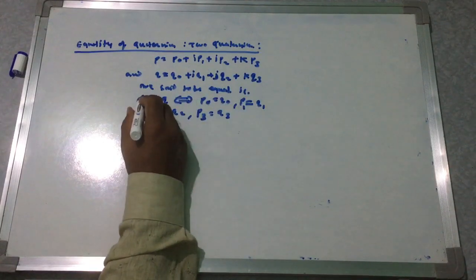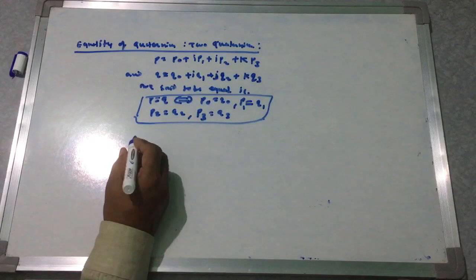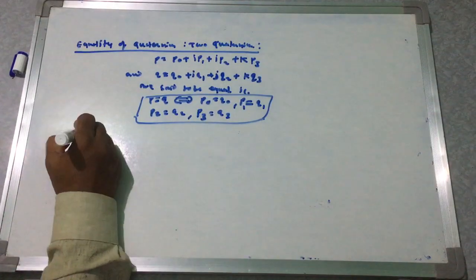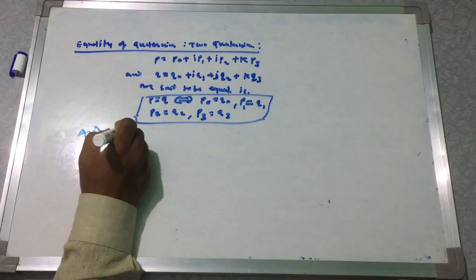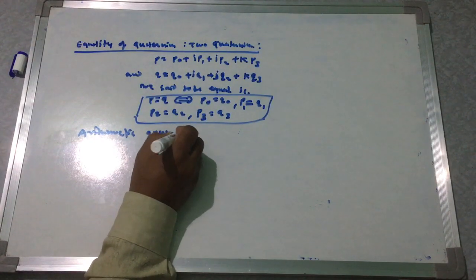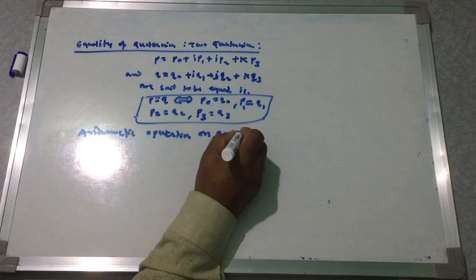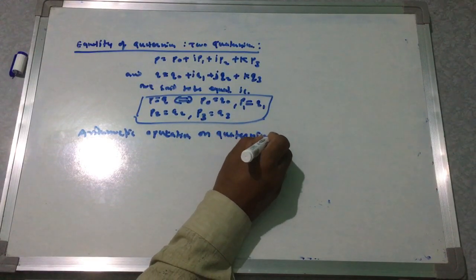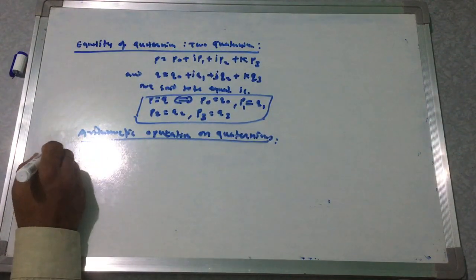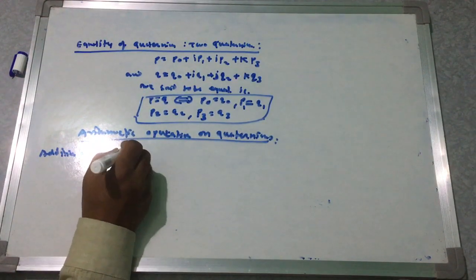So we have got all this. Now the arithmetic operations on quaternions. So this is the addition of quaternions.